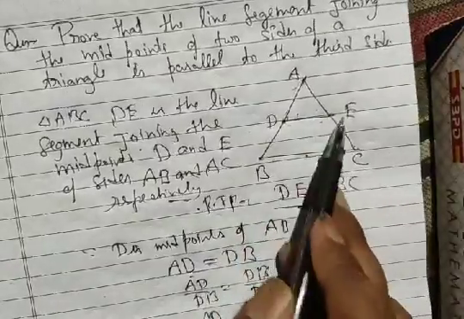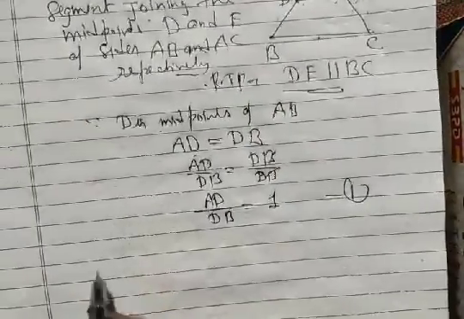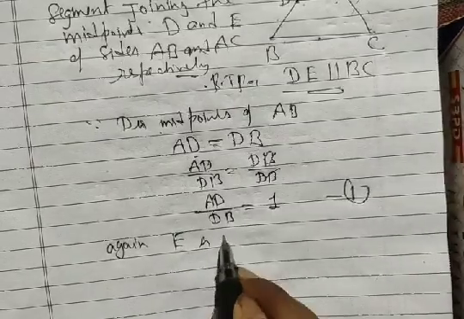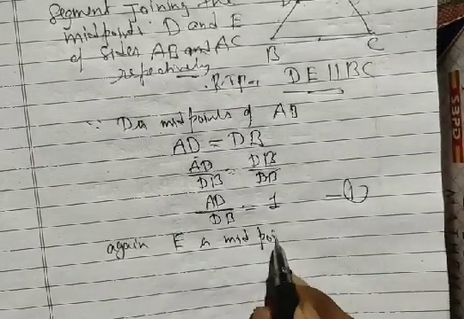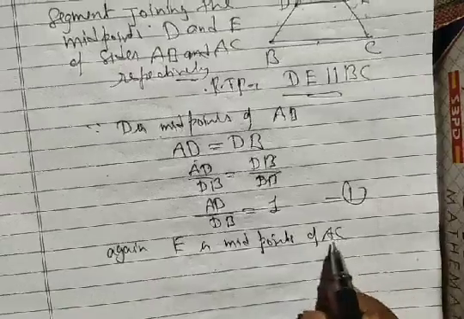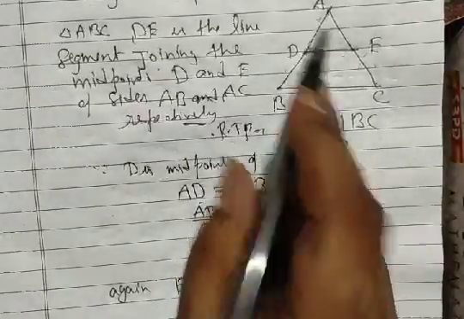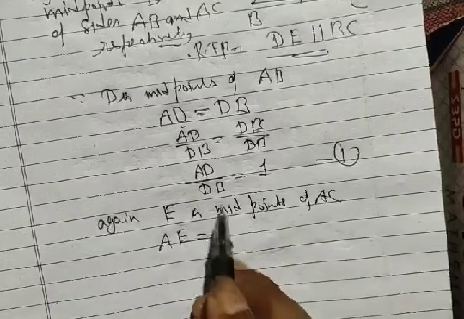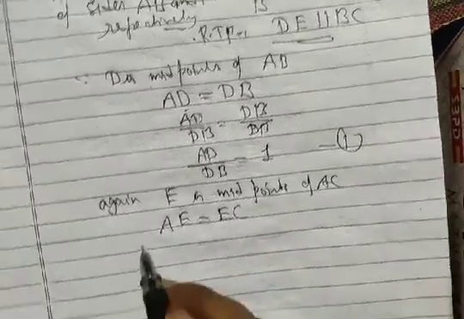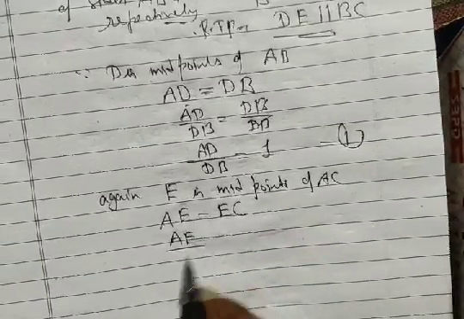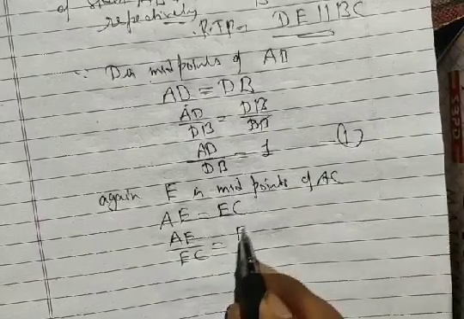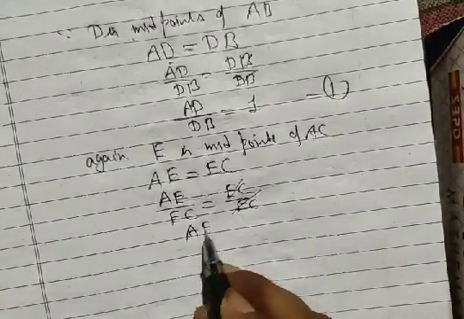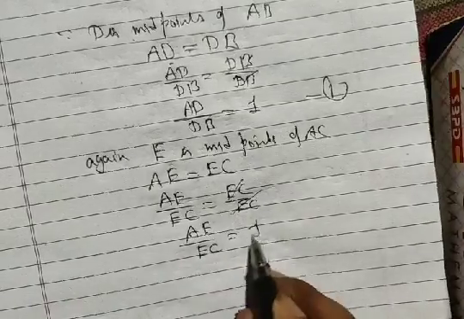Again, E is the midpoint of AC. Then we have AE equal to EC. Again we divide both sides by EC. Then we get AE is to EC equal to 1. Take this as equation 2.